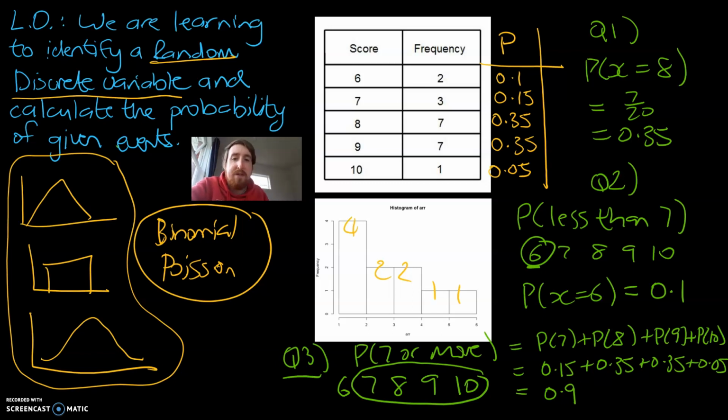So hopefully you found this video useful. The next video is going to look at how to calculate the mean and the standard deviation of a random discrete variable. How do we know what the average is? Well, we'll be able to calculate that. And how do we know what the standard deviation is? We'll be able to calculate that as well. Okay, now let's get into heaps of questions.